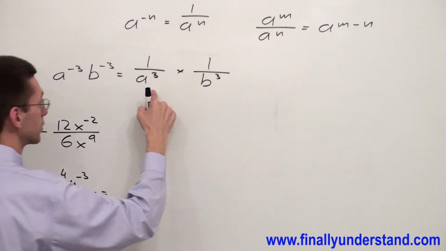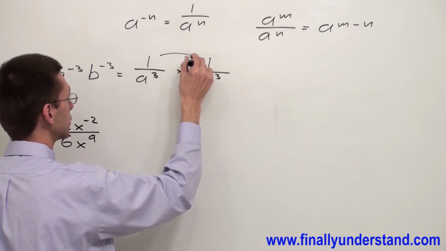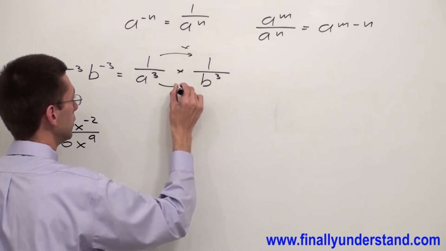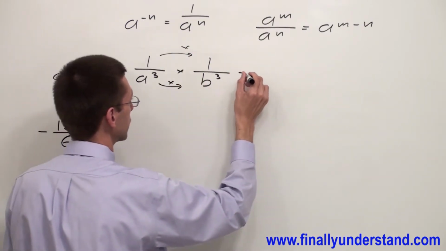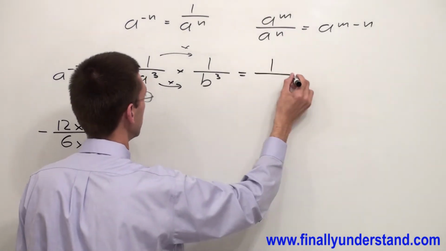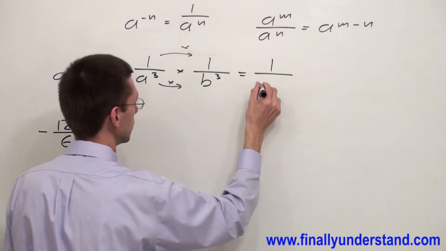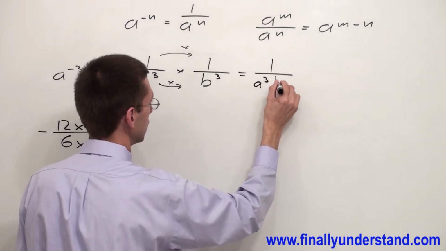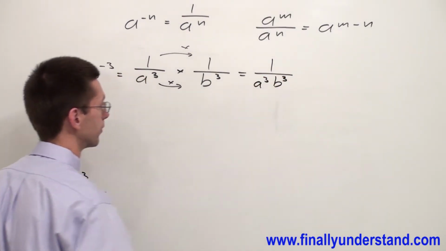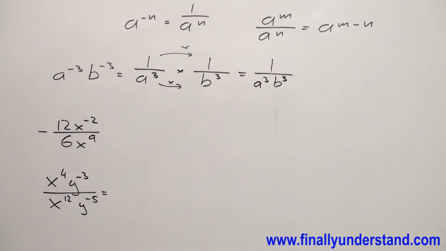Now I have two fractions. Anytime I multiply fractions, I have to multiply numerator by numerator and denominator by the denominator. That's why I'm going to have 1 times 1 is 1, and a to the third times b to the third is simply a to the third b to the third. This is the solution. Now let's take a look at this example.